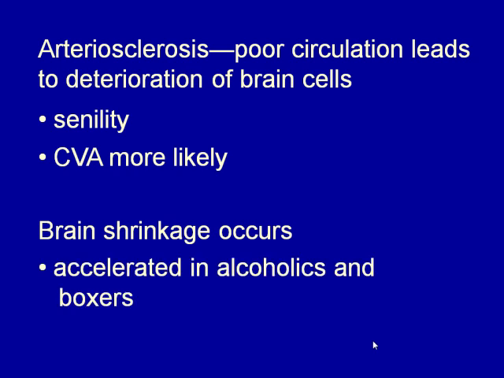Brain shrinkage occurs. This is accelerated in alcoholics and in boxers. Alcohol is very damaging to neural tissue, so people who drink a lot tend to kill off more brain cells faster, having fewer left at the end of their life. And boxers get a lot of head injuries. And anyone who's had a lot of head injuries may suffer from a more accelerated brain shrinkage, simply because that trauma will also damage brain cells.